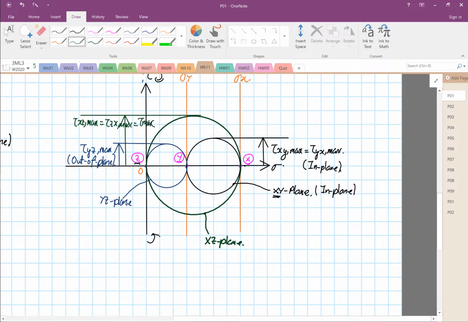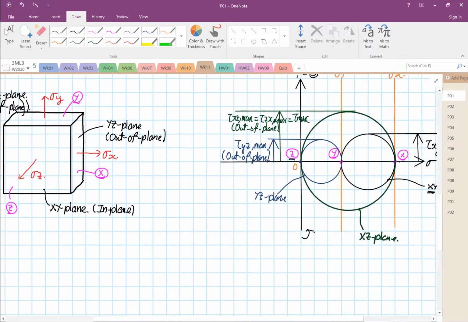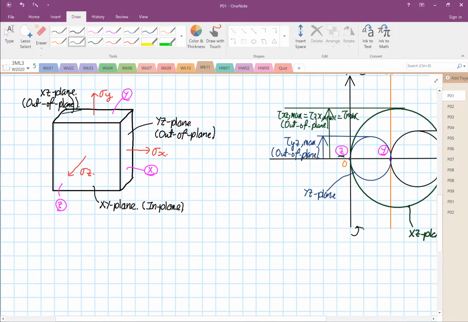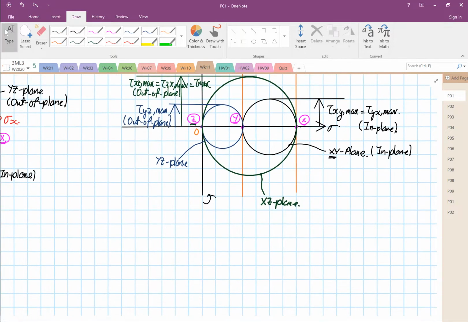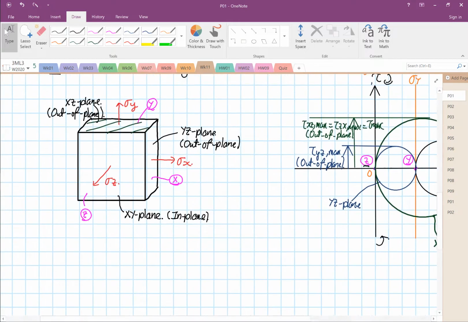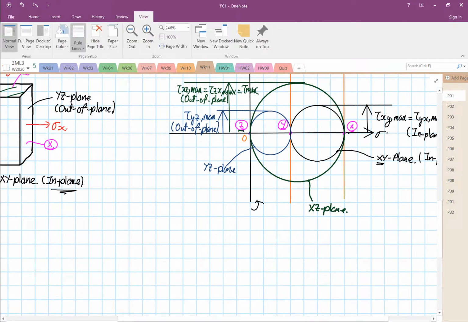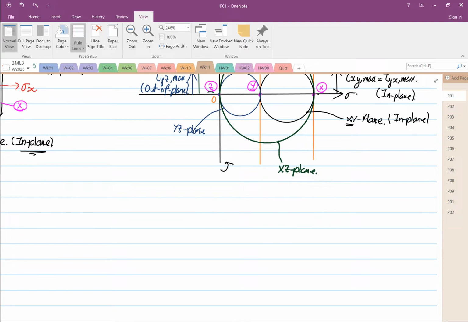our maximum, because it is the bigger circle and it happened to be out of plane, right? So when this element is loaded, the shearing stress maximum is on the XZ plane, so this plane will experience the maximum shear. So we have to be really cautious with this, because if you don't check, we always assume that the in plane will always be the largest. No, sometimes it can be our what? Our out of plane.